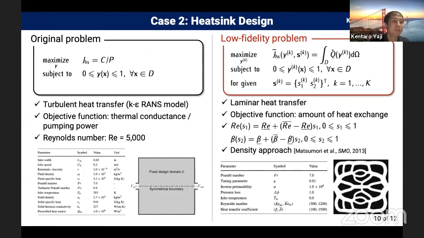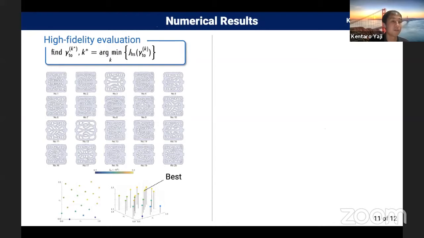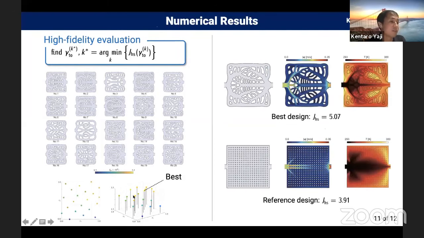The reason why we define that is that the previous work indicated these parameters are important factors for generating various patterns of topology optimized design. So, this example is based on the knowledge of the previous works' results. Let me show you the numerical example. By solving the low fidelity optimization problem, we got these design candidates and found the best one here. As shown in this figure, the best design has a good performance compared with the reference one, at least.